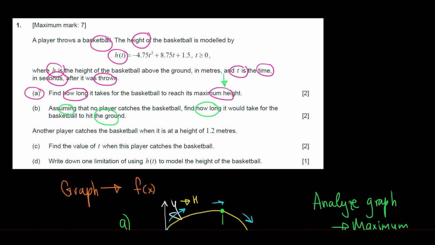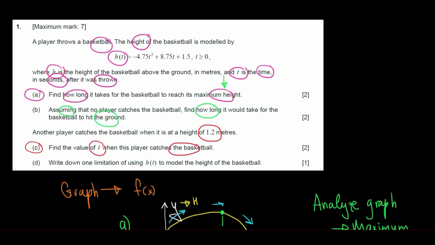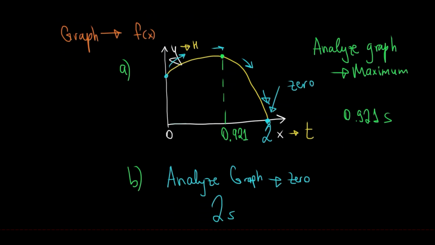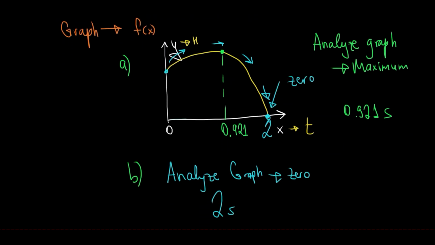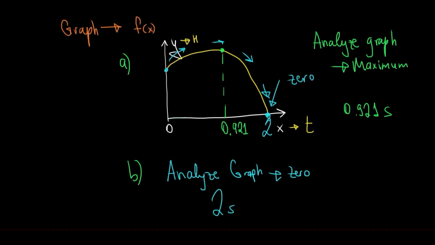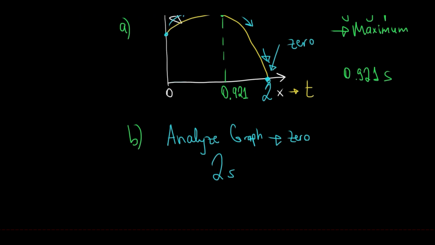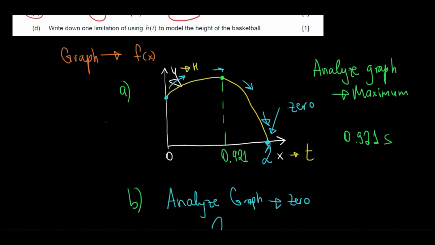Another player catches the basketball when it is at a height of 1.2 meters. For question C, find the value of T when the player catches the basketball. Okay, so we want to think what happens as somebody catches it at a height of 1.2 meters. For question C, I will make use of the same diagram from here. 1.2 meters, let's assume it's over there.